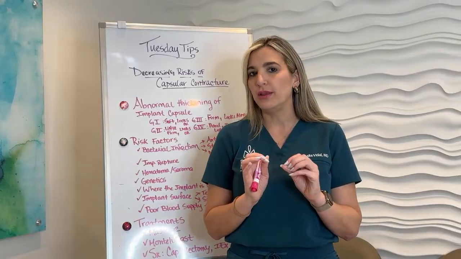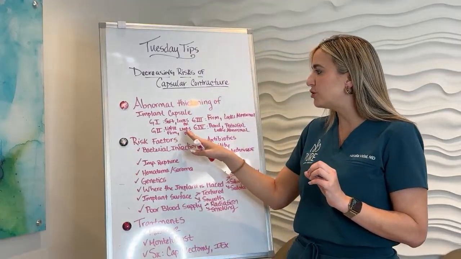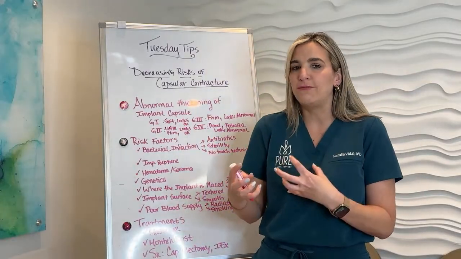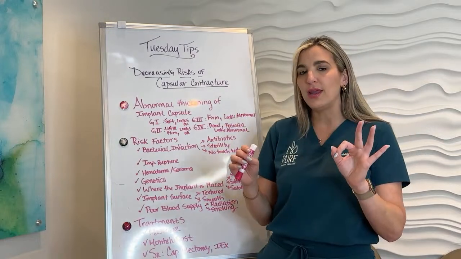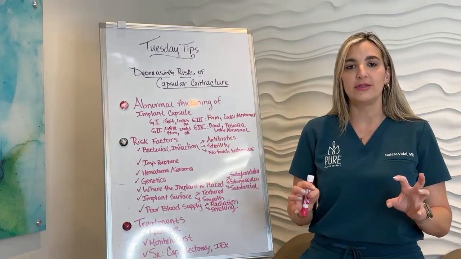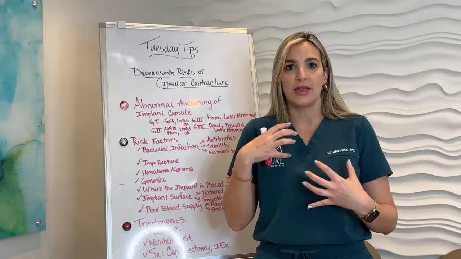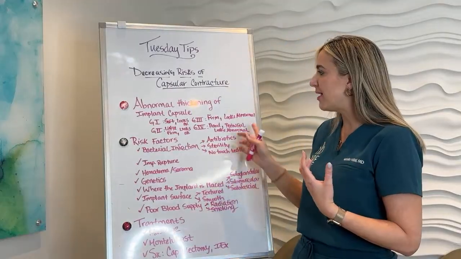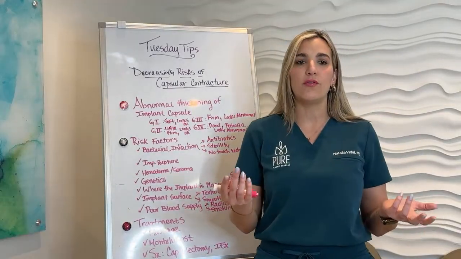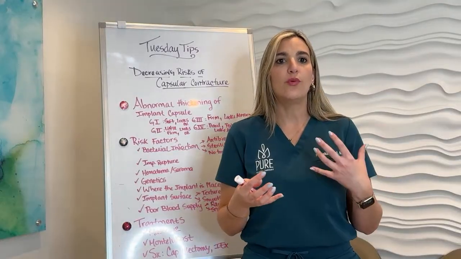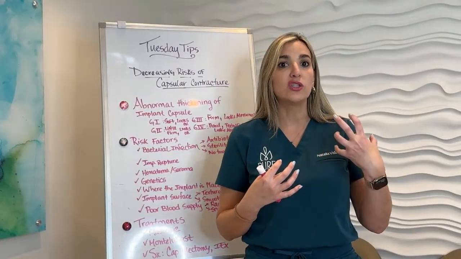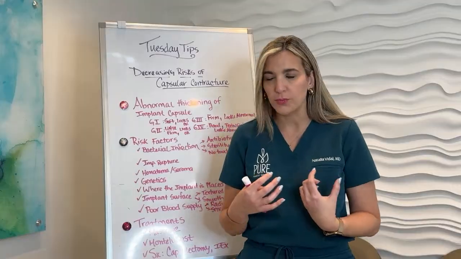So that would be the only exception, okay? So grade 2 looks normal, just feels a little bit firmer. Grade 3, it's when it starts to look different. So it starts to look a little higher, tighter than the other breast. And then grade 4 is the most severe form of capsular contracture. The breast looks completely asymmetric, it's hard, and it's painful, okay?